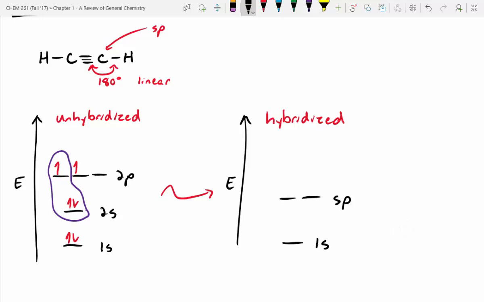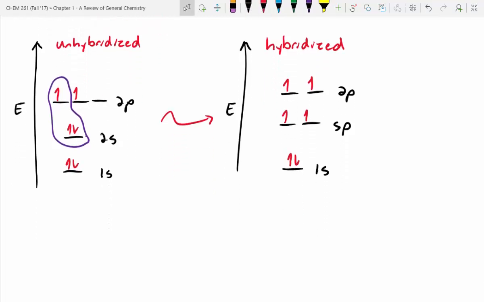How many p orbitals are going to be left over again? 2. And again, we've got 6 electrons. So we go 1, 2, 3, 4. Should I go 5, 6? Why not? Yeah, p orbitals fill first. Fill your p's first, and then go back up and pair your sp's if need be. There we go.